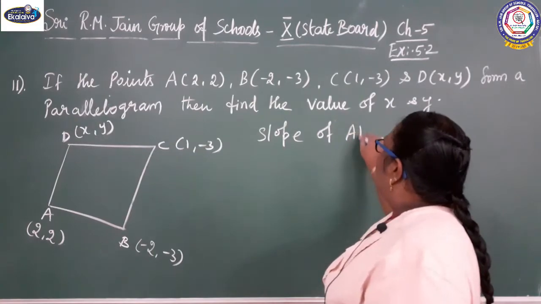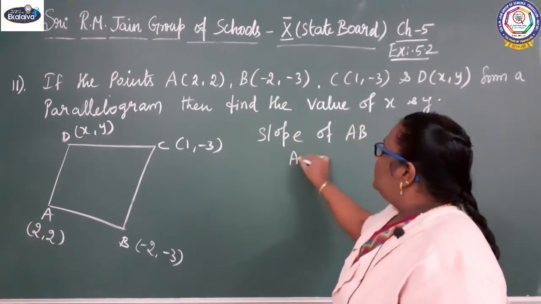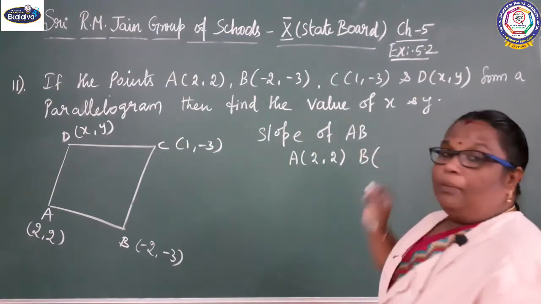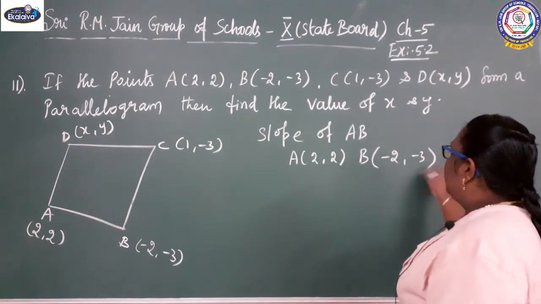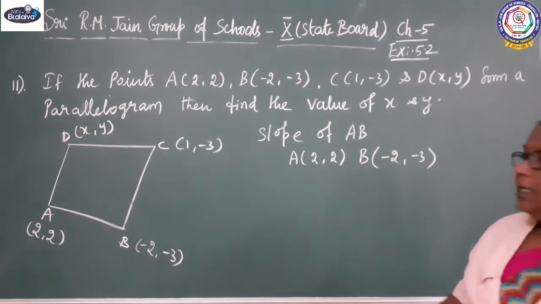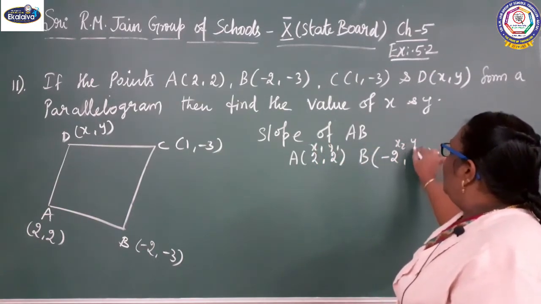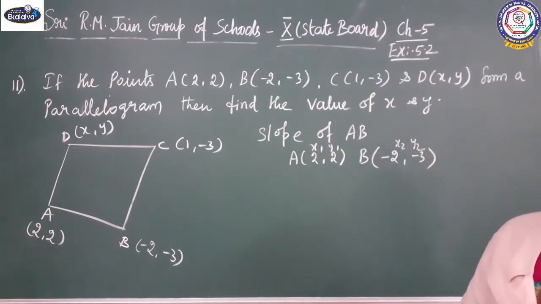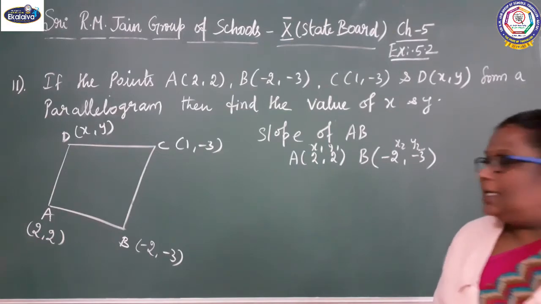Slope of AB. What is the point for A? A point is 2, 2. What is the point for B? B point is minus 2, minus 3. This is x1, y1, x2, y2. So, what is the formula? Slope of the 2 points, y2 minus y1 by x2 minus x1.